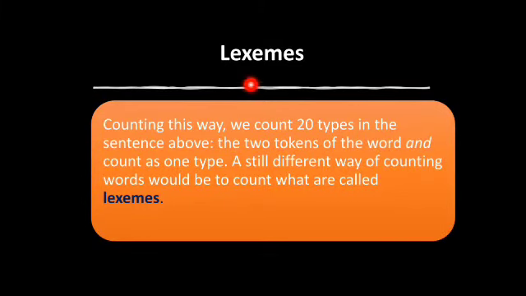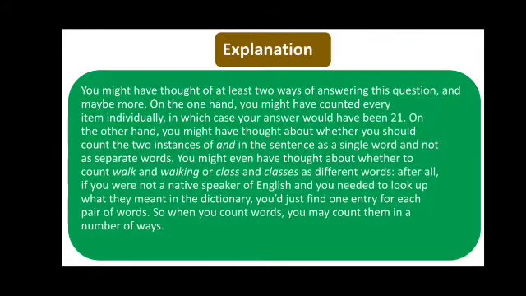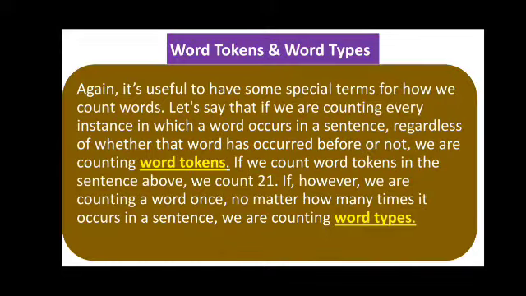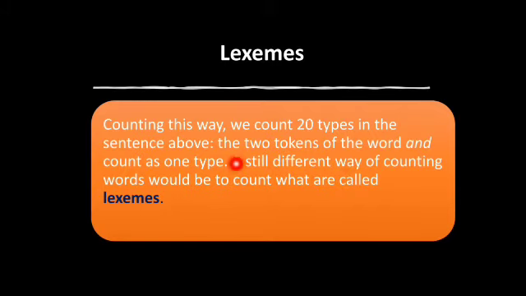Here we have another notion of a word, and that is lexemes. Counting this way, we count 20 types in the sentence above. So as a type, we have 20 words in this example, because we have different types of words. "My" is a different type of word, "friend" is a different one, "and" is a different one. Here the two "and" are the same, so we count them as a single type. Now, the two tokens of the word "and" count as one type.